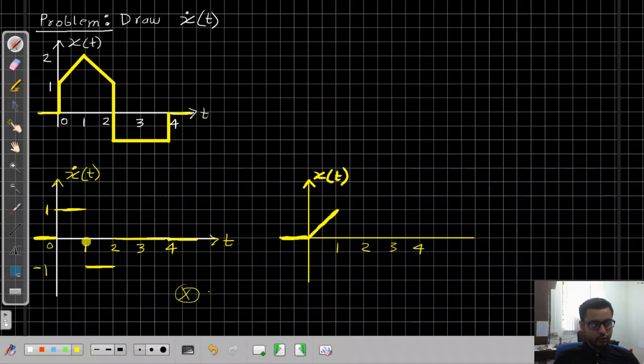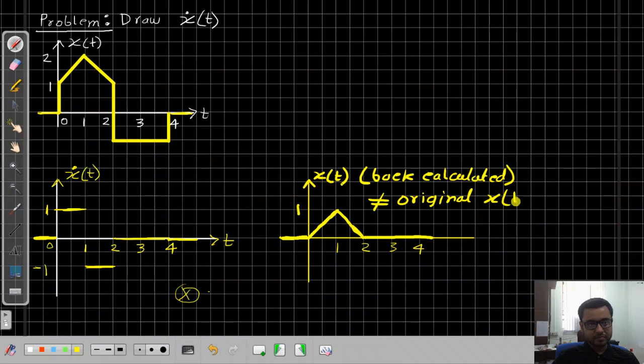Then between 1 and 2 the signal should decrease with a slope of -1. That is like this. After that the derivative is 0, so the signal should remain constant. So this is the back calculated x(t), and it is not similar to the original x(t). Therefore this calculation is wrong.